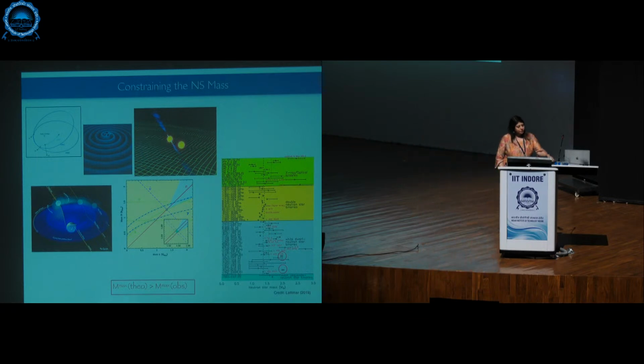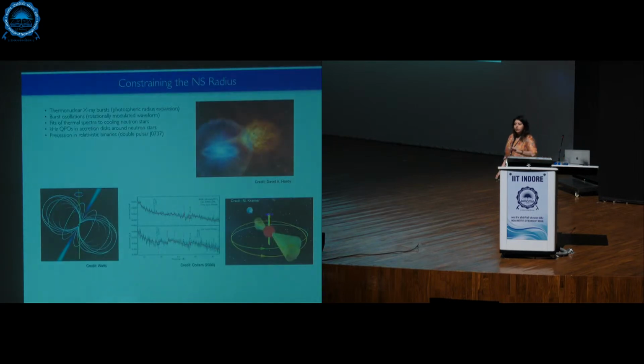Determining the neutron star radius is more difficult. Probably many of the astronomers here will know about this better than I do. There have been many techniques used to determine the neutron star radius. Some of these are thermonuclear X-ray bursts, burst oscillations, kilohertz QPOs, quasi-periodic oscillations, thermal spectra of cooling neutron stars, and so on.